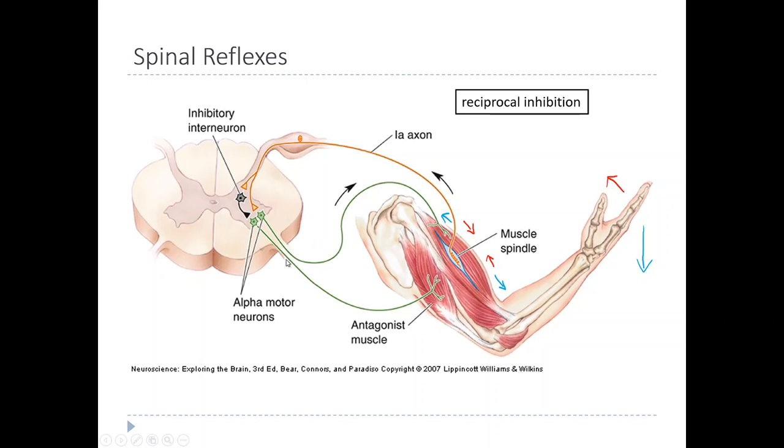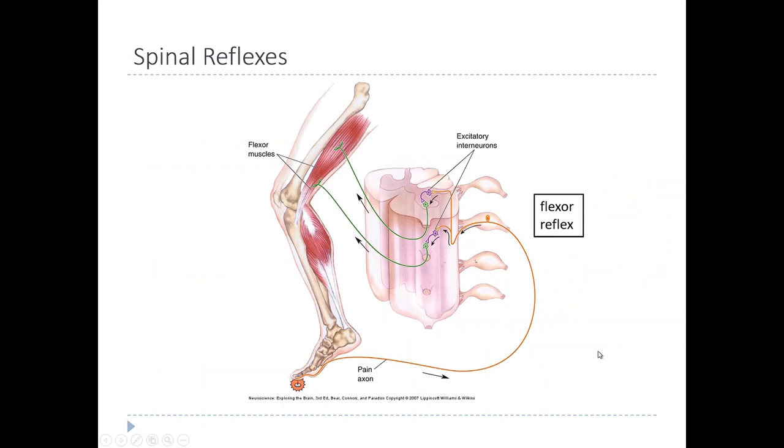And we call it reciprocal inhibition because, again, whenever the flexor is contracting, it's going to relax the extensor, and vice versa. So anytime you have antagonist muscles, they should be doing the opposite things at any given time, if they're not both relaxed at the same time.